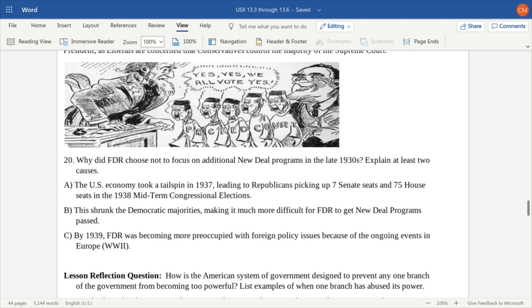All right, so when you look here, FDR chose not to focus on additional new programs late in the 1930s because the economy had taken a tailspin, leading to Republicans picking up 7 Senate seats and 75 House seats. Some people also feel that the overreach of adding additional justices with his court packing idea made a lot of people turn on him. The smaller Democratic majorities made it more difficult for Roosevelt to get some New Deal programs passed. So instead of being so ambitious, he took a step back temporarily.